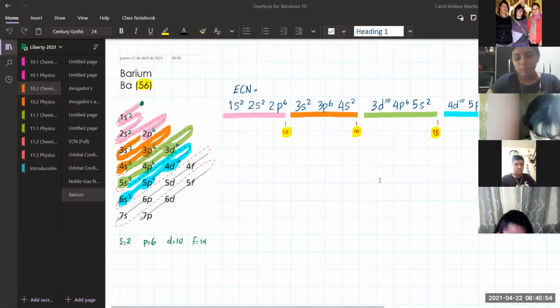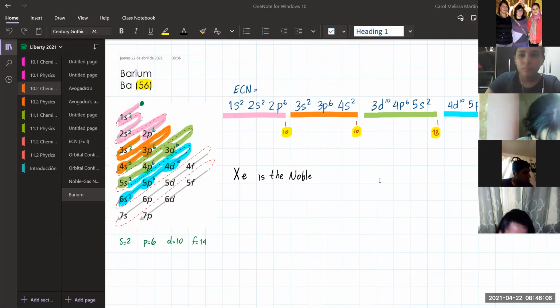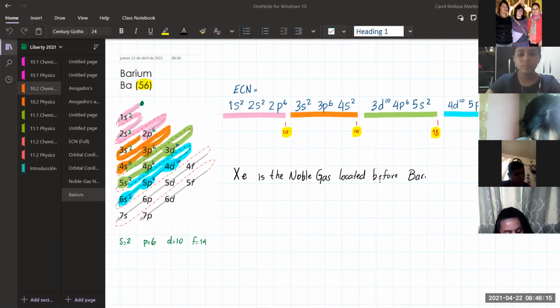So we say xenon is the noble gas located before barium. So we're going to choose xenon. So we say xenon, which has an atomic number of 54.